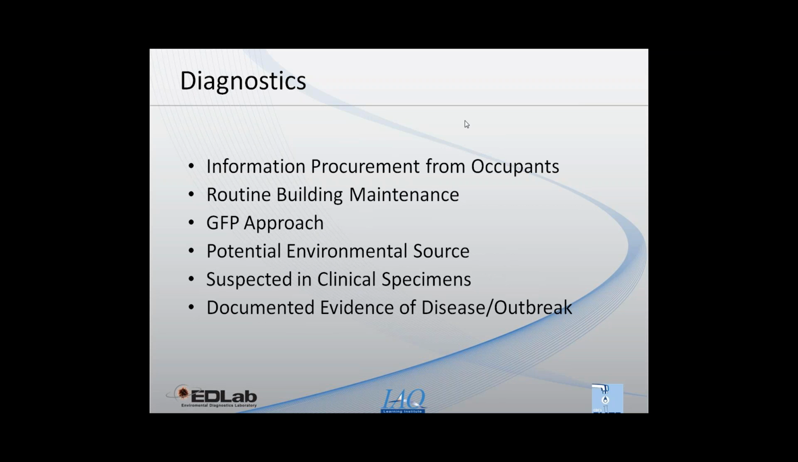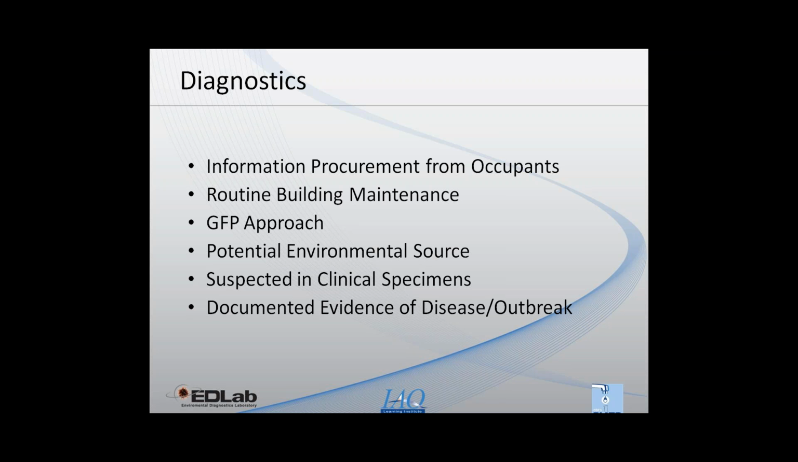Information procurement from the occupants is another big point which I want to emphasize, because the information from the occupants tells you whether a problem really exists or not, and helps you to determine whether you are using a proactive mechanism or a reactive mechanism. Routine building maintenance is the key, because it minimizes the load of these kinds of things. You should be using the good faith approach. Like, you should be honest, and try to evaluate the building more frequently than otherwise.